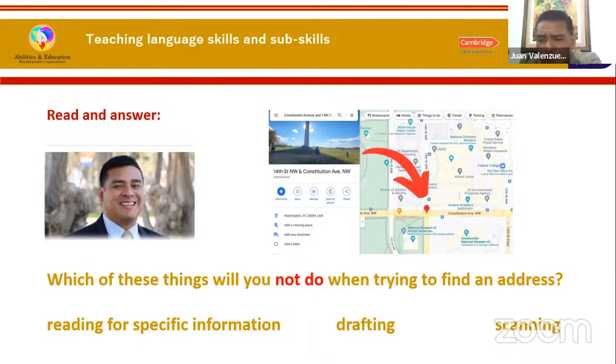Drafting has nothing to do with reading. Drafting has to do with writing, yes. When we want to write a letter, or a document or something, we make an initial plan. We have like an original plan. This first plan, this first piece of writing is what we call a draft. In Spanish, we call it borrador, right? But in English, we call it draft. So drafting has nothing to do with reading, but with writing.